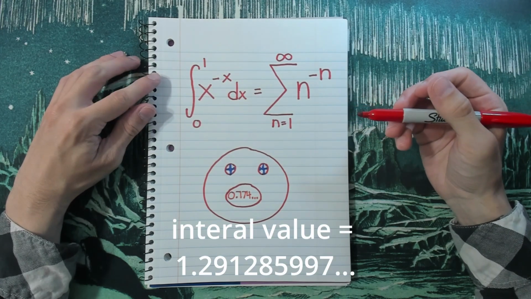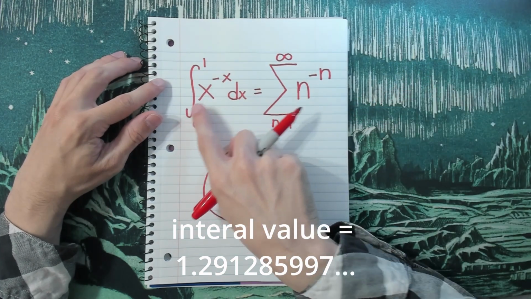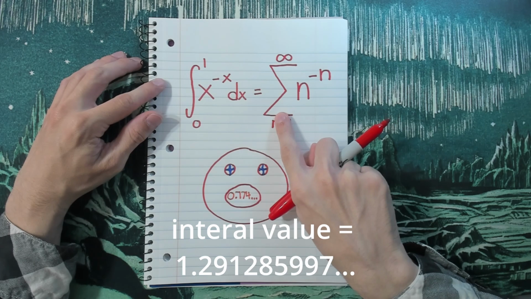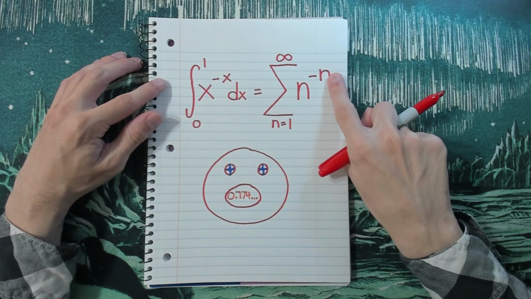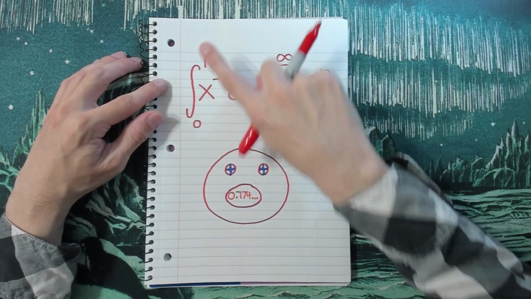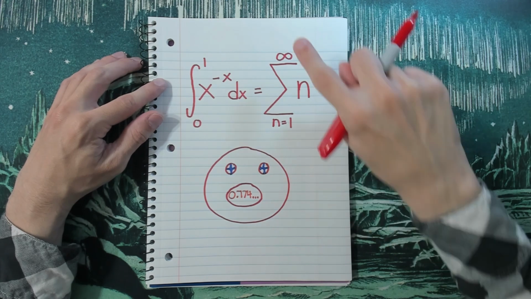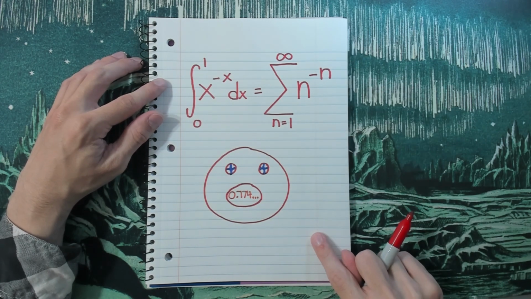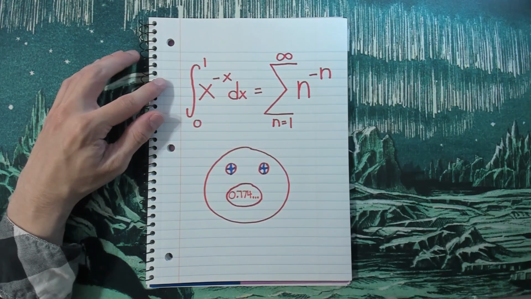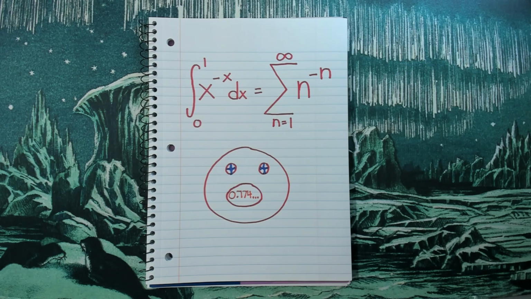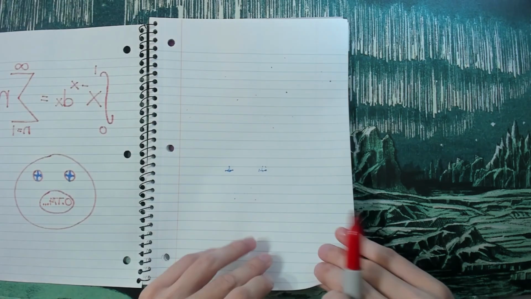What is going on here? We have the integral of x to the negative x equals the sum of n to the negative n, where we're going from 0 to 1 in this case, and n equals 1 to infinity in the discrete case, right? Discrete case, continuous case. So how do you calculate this? Well, let's go ahead and calculate it.